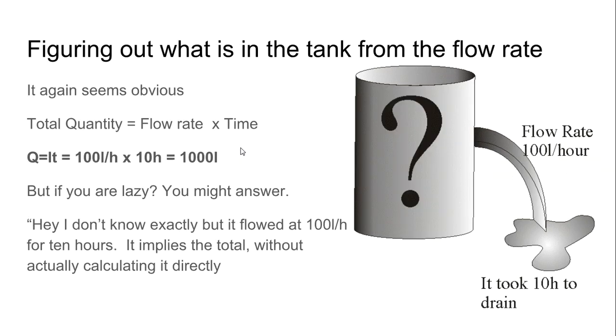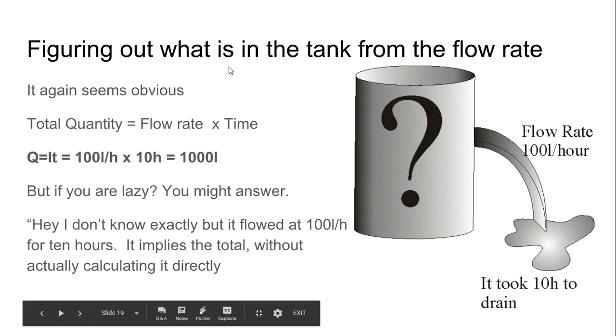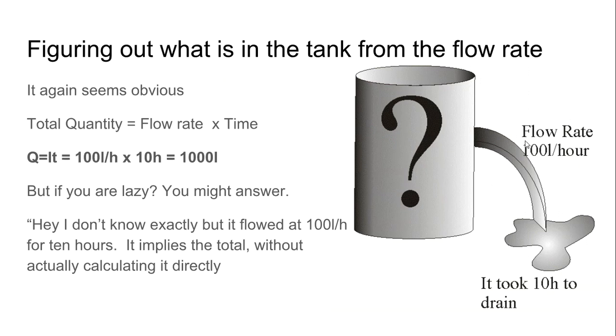Now, what about figuring out how much is in this water tank from the flow rate? The tank drained at 100 liters an hour, and it took 10 hours to drain. How do we figure out the total quantity? Well, we've been given I and time. So what would you do? If you made $100 an hour and you work for 10 hours, what do you make? If you're taking 100 liters an hour and it took you 10 hours to empty the tank, what do you do with your two numbers? I think you'll see it's this. You multiply them. You get your answer.